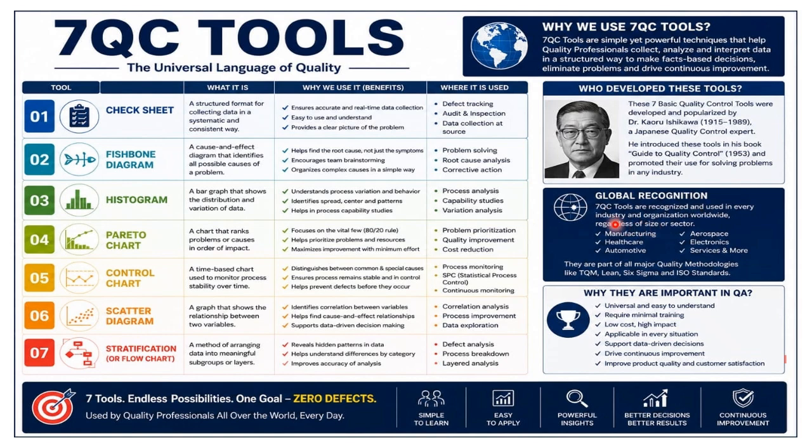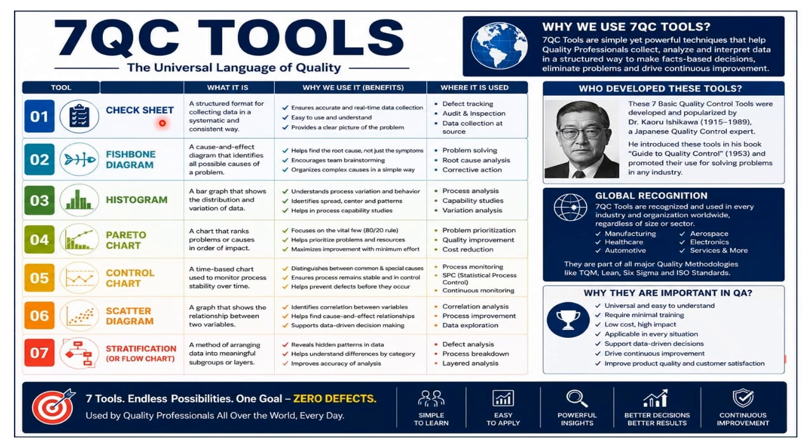Today, the 7QC tools are used in almost every industry, including electronics manufacturing, automotive, aerospace, healthcare, pharmaceuticals, food processing, and many more. They are also a key part of lean manufacturing, Six Sigma, total quality management, and ISO quality management systems. The center table introduces all 7 tools.